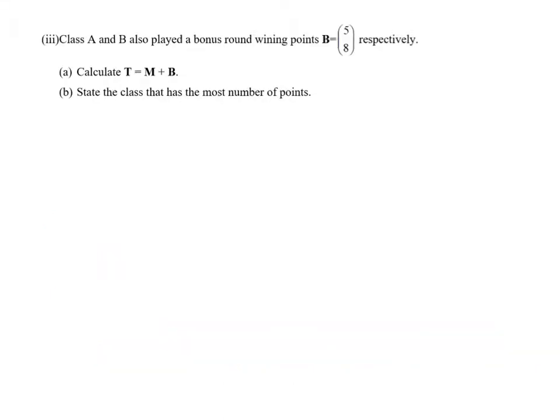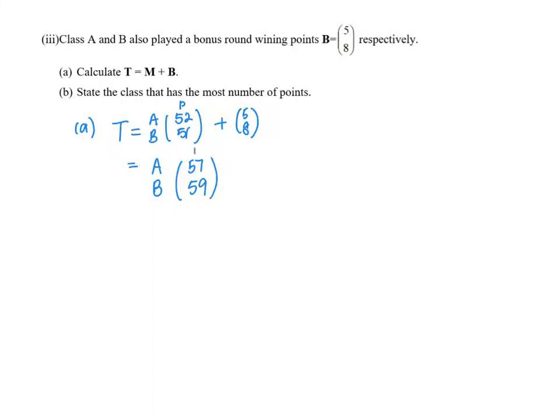Class A and B also played a bonus round. Winning points for A and B is 5 and 8 respectively. Calculate the matrix T to represent M plus B. M was given to be 52, 51, what we found, and that was for class A, class B, the points. Now if you were to add 5 and 8 to it, the total results will be 57 and 59 points.